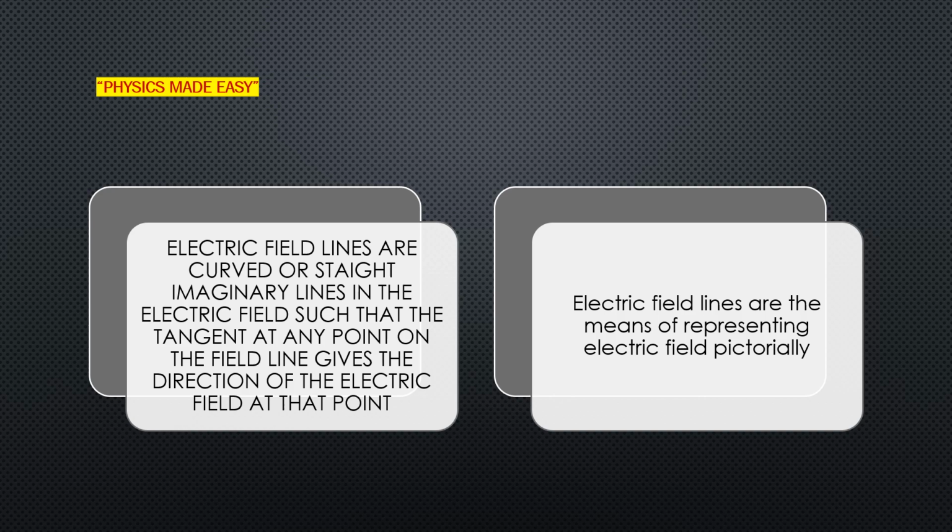So what are electric field lines, or what is the meaning of this topic that we are going to study in this lecture? Electric field lines are curved or straight lines, but these are imaginary lines. They do not exist in real. Actually, these are lines which give the pictorial representation of electric field. So we can say that electric field lines are curved or straight imaginary lines in the electric field such that the tangent at any point on the field line gives the direction of electric field at that point.